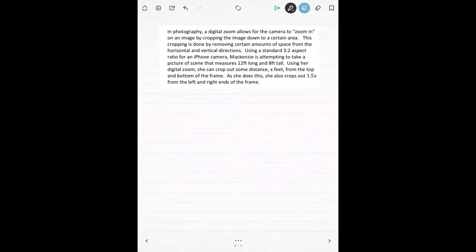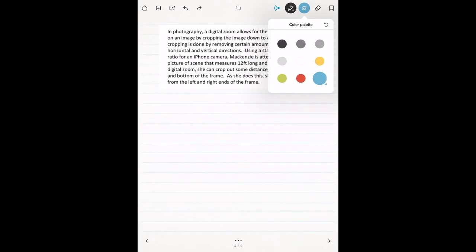In this problem, we're taking a look at how we can understand this concept of digital zoom to better understand the area that's captured by a photograph. So let's read from here. Using a standard 3:2 aspect ratio for an iPhone camera, Mackenzie is attempting to take a picture of a scene that measures 12 feet long by 8 feet tall.